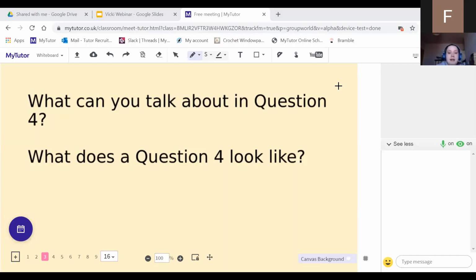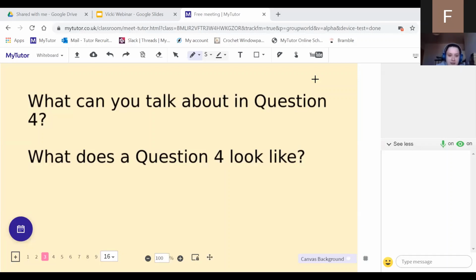Yep, so you're absolutely right. Question 4 is a lot longer. The bare minimum that we should be aiming for is 4 paragraphs, and those should be chunky paragraphs as well, not on the small side. Yeah, good. So it's a 20 marker.